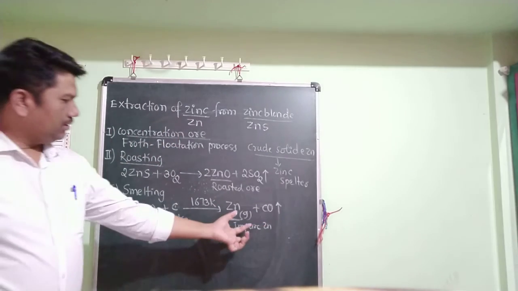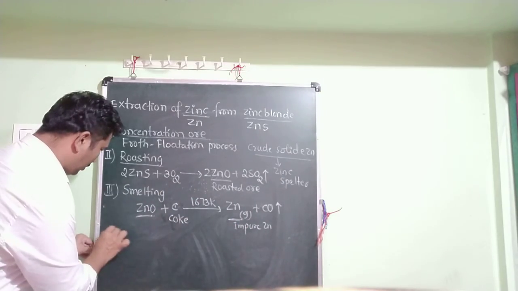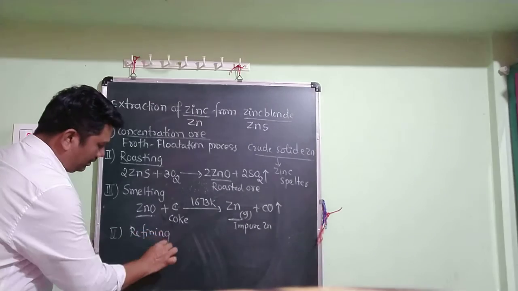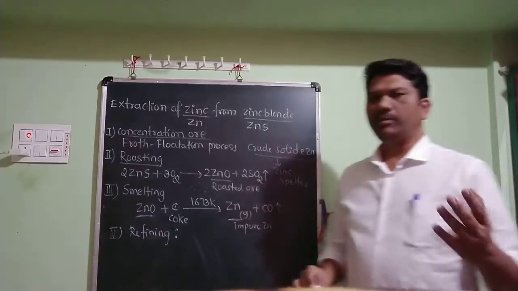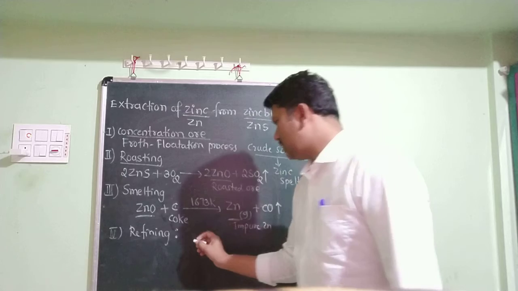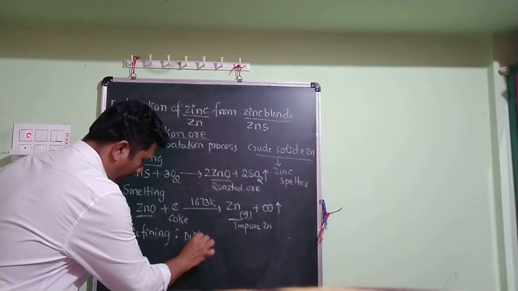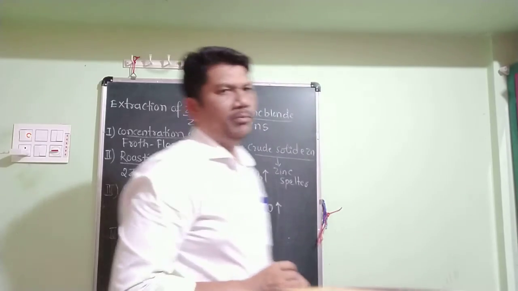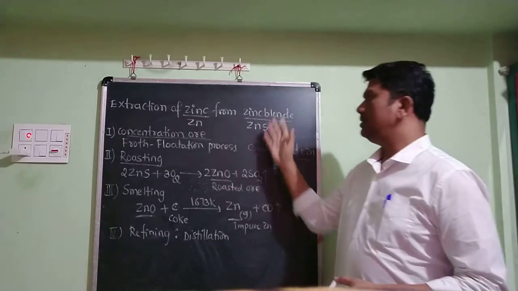Then that impure zinc is purified. That is step number 4, that is refining. Here the impure zinc is refined. There are different methods. The impure zinc is refined by the distillation method, because zinc is a low boiling point metal. So this is the extraction of zinc from zinc blend.